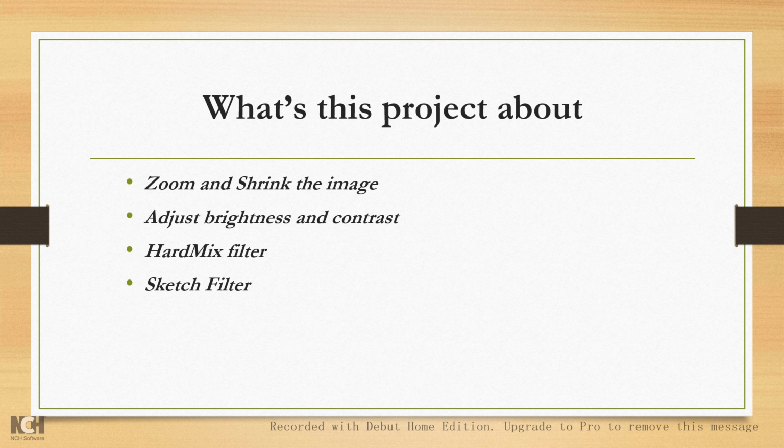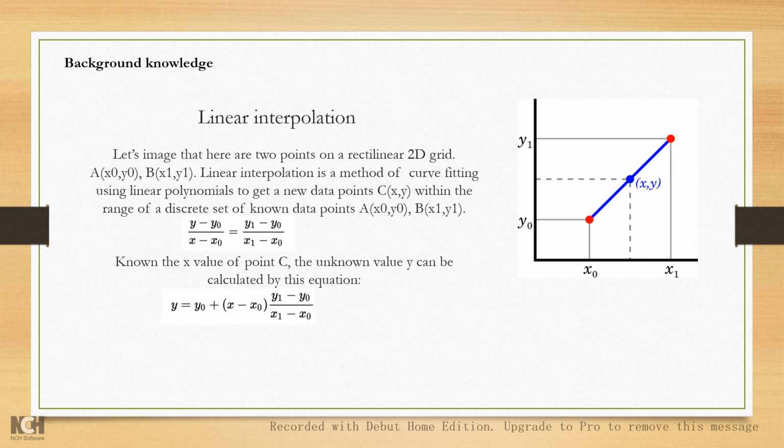To achieve this function, I will convert the RGB color space to YUV color space. Maybe some of you guys are not familiar with what YUV color space does. No problem, I will explain it later. And the third function is applying the filters on the image. There are two filters I use in this project. The first one is HarMix and the second one is Sketch. So before we go into our project, I will first explain some background knowledge.